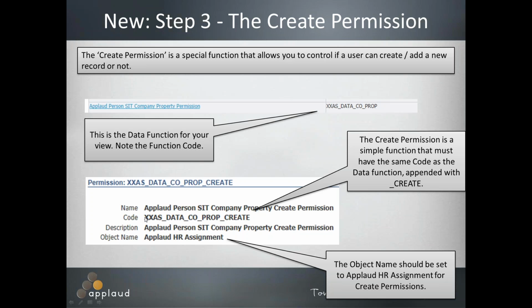This did catch me out once in an early implementation. I went overboard on my function names and function codes, made them nice and long, and then found out when I had to put underscore create on the end, I didn't have enough characters. Function codes can only be 30 characters long at max. So if you have something that's 23 characters or more, you don't have space to get this underscore create on the end. So do watch out for that one.